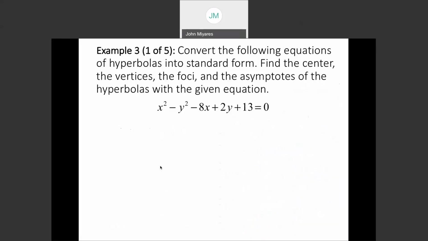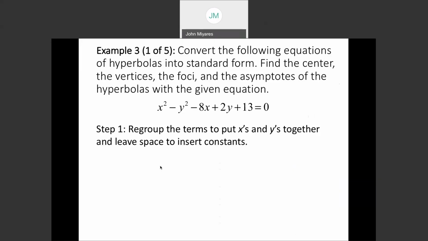All right, now that you've seen the basics, it's time to look at some harder examples. And just like we had with circles and ellipses, you're not always going to have your equation in standard form first. You're going to have some cases where you're going to have to complete the square first. So just like we did with ellipses, we're going to complete the square for x and y. And just like before, we'll need to regroup the terms so that the x's are with the x's and the y's are with the y's, and then we can leave some space to insert constants.